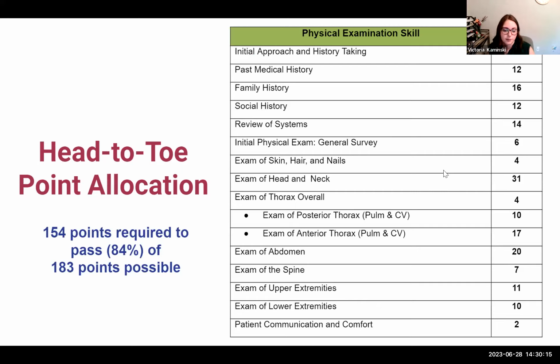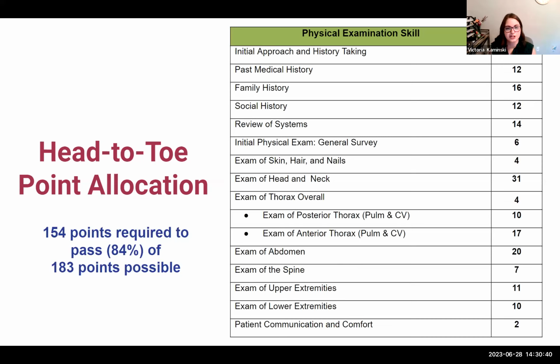You can see all of the points are added up here. Based on each area of the rubric, you will have points delineated, and that's going to give you 183 points possible. You need to ensure that you have gotten at least 154 of those 183 points, or an 84%, to ensure that you are passing your head to toe without requiring a remediation attempt.